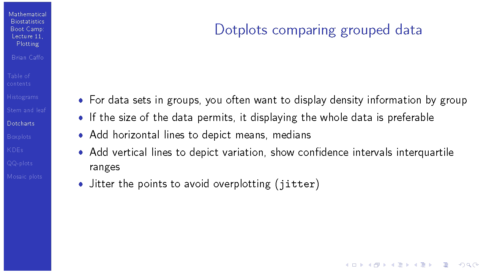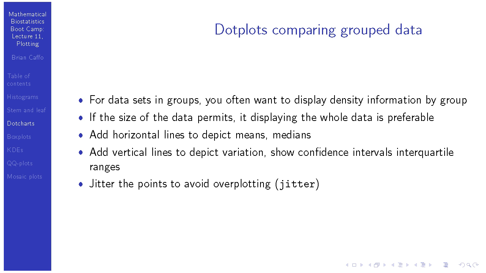Another nice thing about dot charts is, if you have a small number of points, you can compare groups very easily. You can add horizontal lines and vertical lines to depict means and medians and spread and that sort of thing. You can show confidence intervals and interquartile ranges. And to avoid overplotting, you can just jitter the points, adding a little uniform noise.